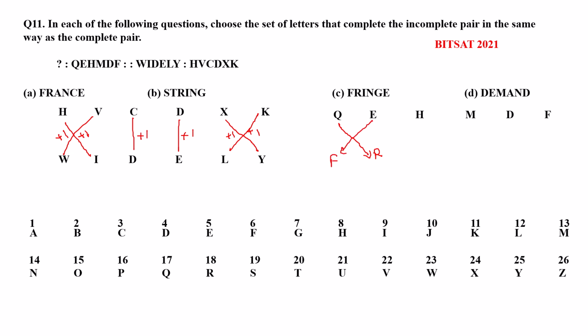So F, R. If you see the options, A and C both have that. Now next for H, after H it comes I. So from there you can see C is the correct option. If you want, you can complete it. So after M, N will come. And then here after F, G, and after D, E will come. Okay, now this question also already came in BITSAT 2021.